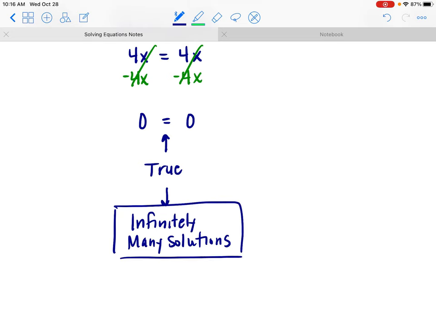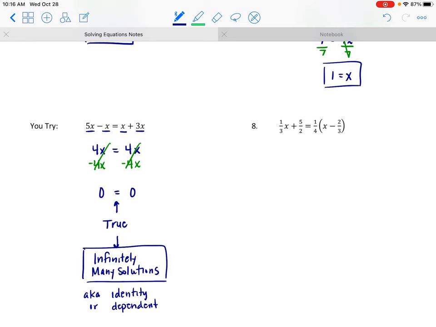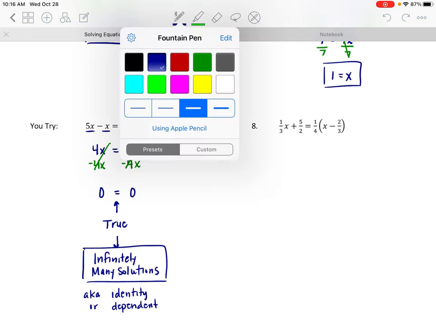And this is also known as an identity. Identity, or we said a dependent equation. We use that one more for systems, which we're not going to get into, but you could hear either one of those things, okay? And again, if you saw it at this step and you wanted to jump to that as your statement for the answer, that would be fine.